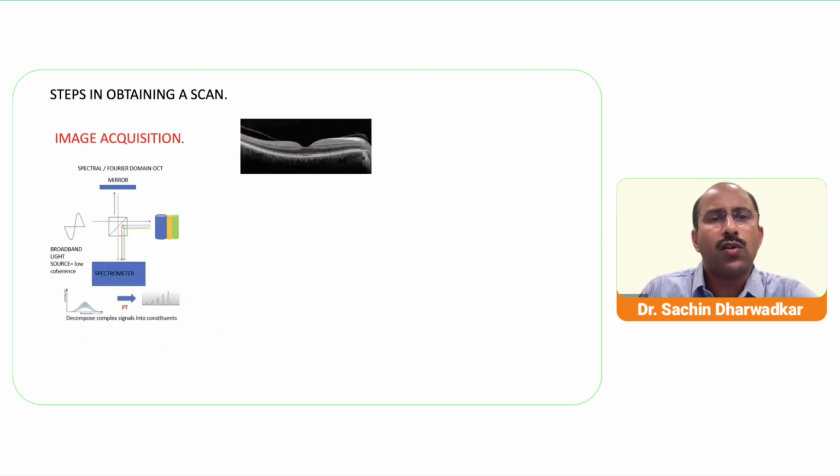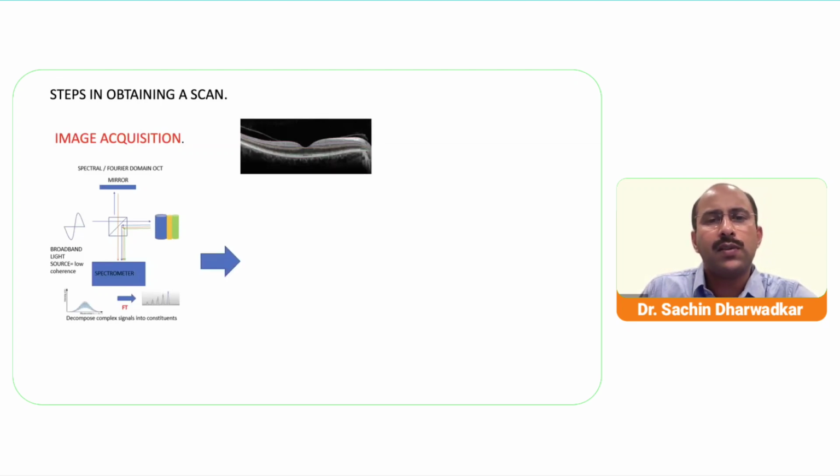Now, what happens when you obtain a scan is something that we should know, because unless you understand what happens beyond the simple physics of the interferometer, you will not realize how you can tweak that information to your advantage. So the first step is image acquisition, which we just discussed, using the interferometer setup, depending upon whichever machine you use, the spectral domain or the swept source. I'm not using the time domain here because it's no longer the in thing.